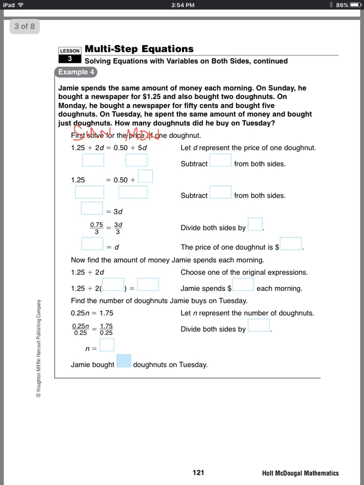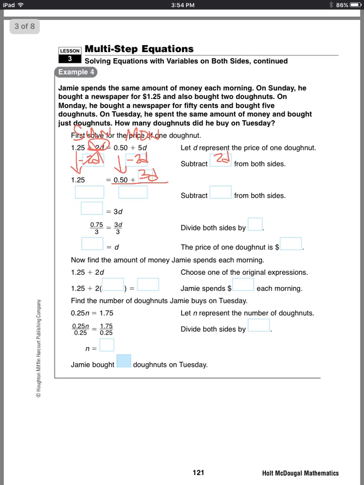So we're going to subtract or move, but they're all positive, so we're going to end up subtracting a variable term. And remember, I said I like moving the smaller variable term if possible, so we can hopefully not deal with negative numbers. So I'm going to subtract 2D from both sides. So these cancel, and I bring my $1.25 down equals 50 cents, which I brought down. 5 minus 2 is 3D.